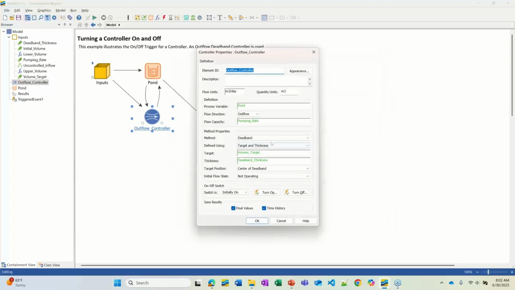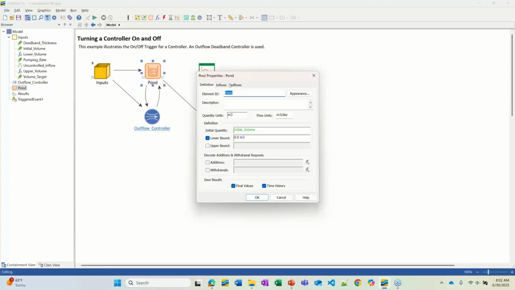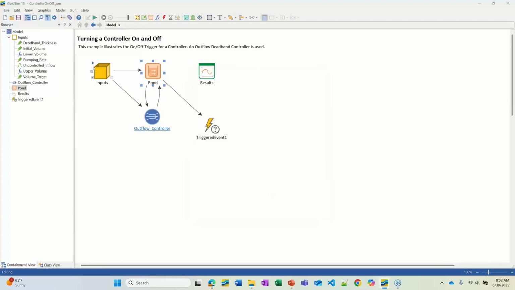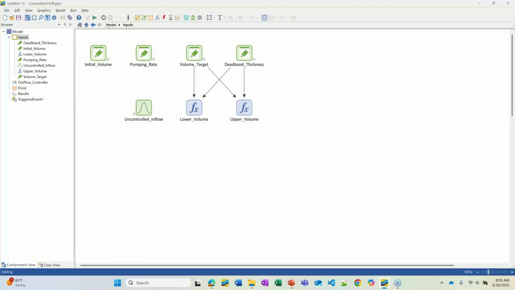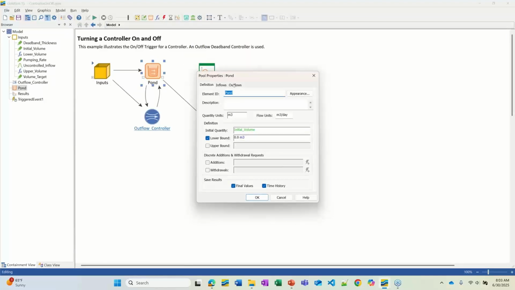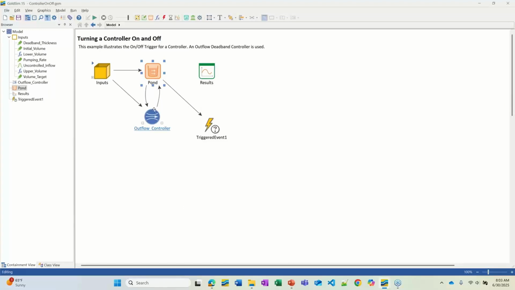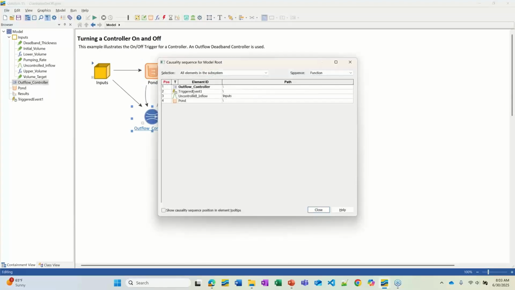In fact, we could probably just go ahead and change this to inflow, right? Then that means this thing right here now needs to be put into the inflow. We'd have to switch it like that. And then we'd have to make sure that whatever was coming in here as an inflow, which is this uncontrolled inflow right there, now goes over here. So the wording is unfortunate here, but that's just swapping the two. And now let's look at the causality sequence. You can see it's the same, even though it became an inflow controller.